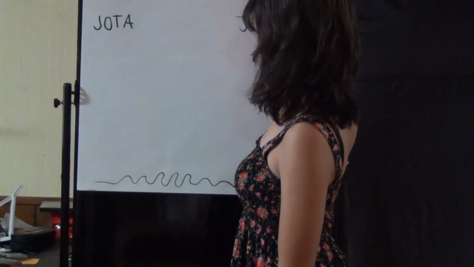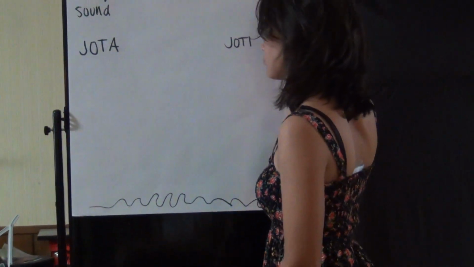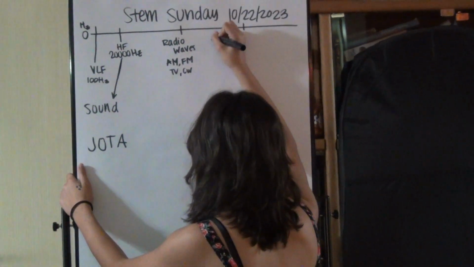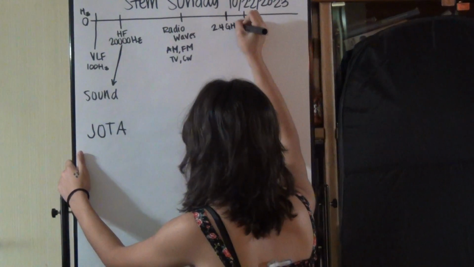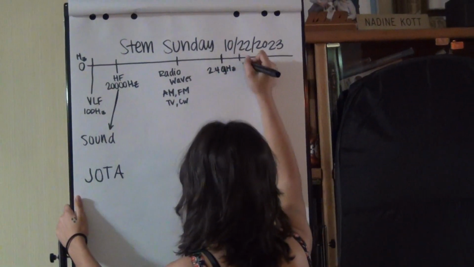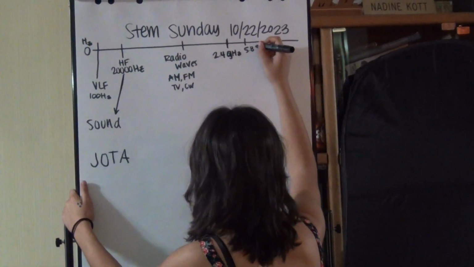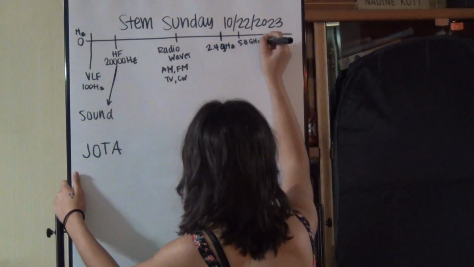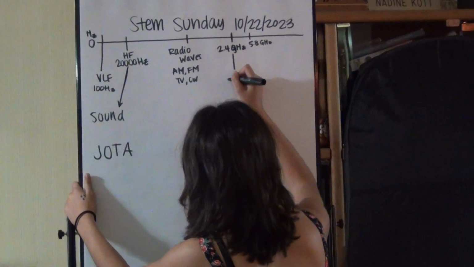Now these are the most common ones that you know and you use all the time. One is 2.4 gigahertz. The other one is 5.8. I don't know if it's capital G or not. Now, under the 2.4, draw another line down, and right there.